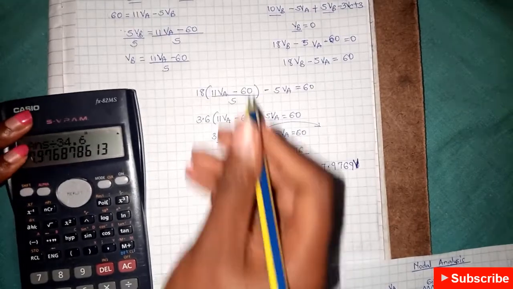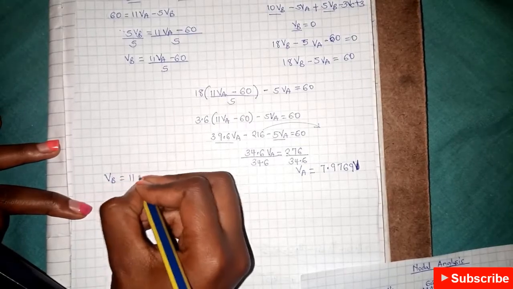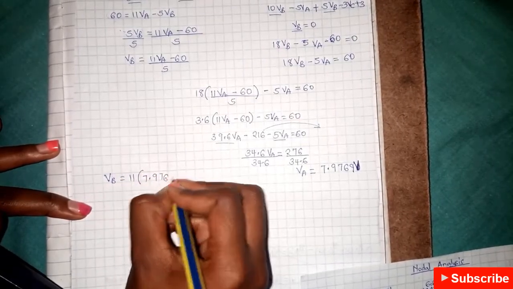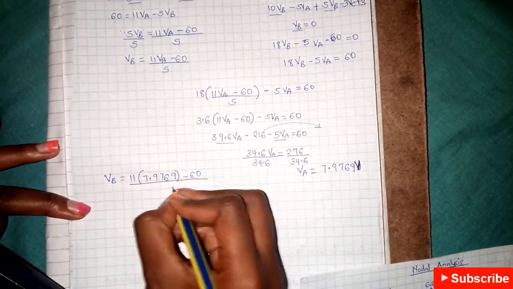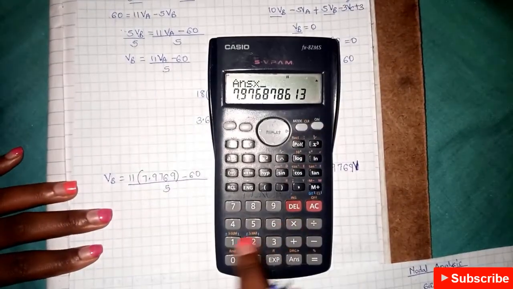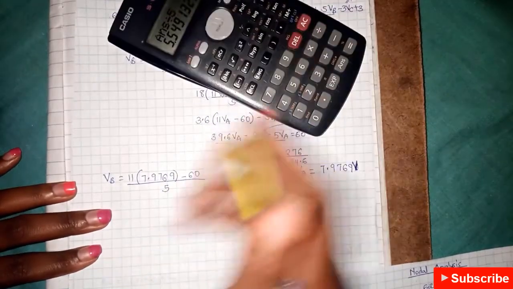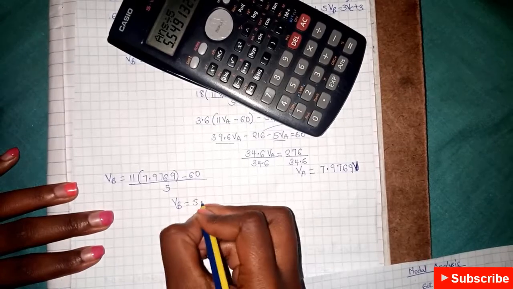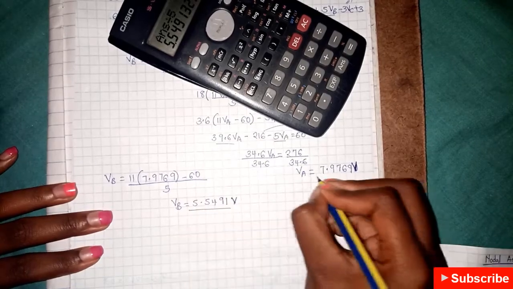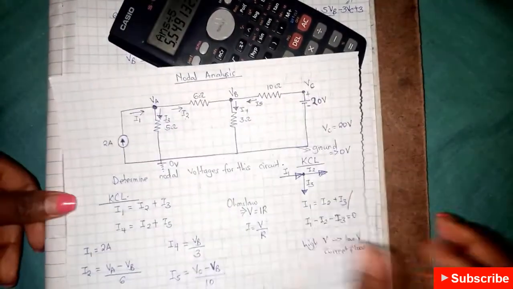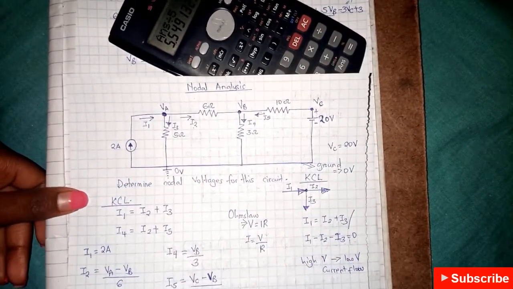Okay, now since we have VA, we can just find VB easily, since we've said VB is equal to 7.9769 times 11 minus 60 divided by 5. So VB is 5.5491 volts. So these are our nodes. Okay, this node and this node, and we have all the nodes, and that's it for node analysis.